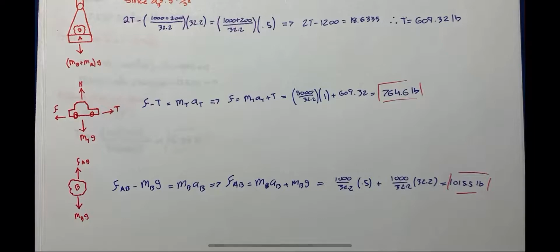And then the force of the boulder on the pallet can be modeled as FAB minus mB g is equal to mB aB. And then just plugging in our knowns again, we have that the force is 1,015.5 pounds.